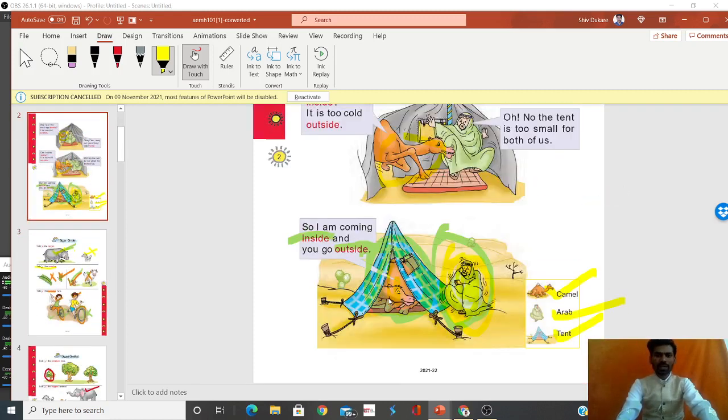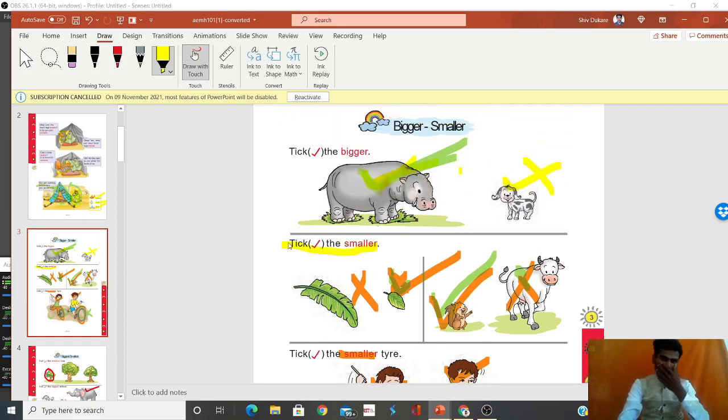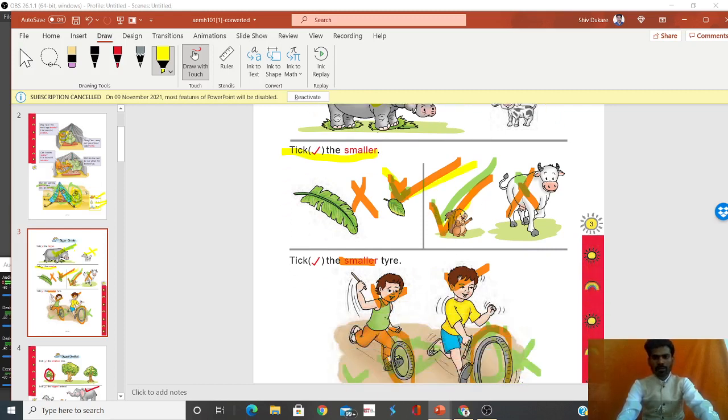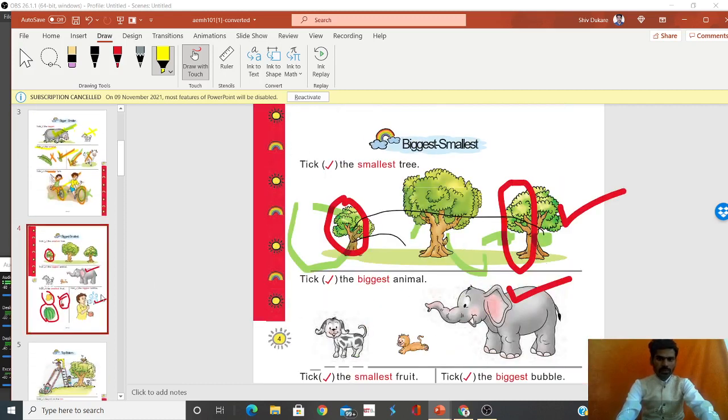So you can clearly understand the meaning of inside and outside, and with that you also learn so many words. Okay, here you have to answer some questions. Take the bigger. You can clearly find out which is bigger. This is the bigger and this is the smaller. Take the smaller. Here you can see this is smaller in these two pictures. Take the smaller tire. Here you can see the tires, these two tires, but which is smaller? This is smaller. Therefore, the correct answer is this.